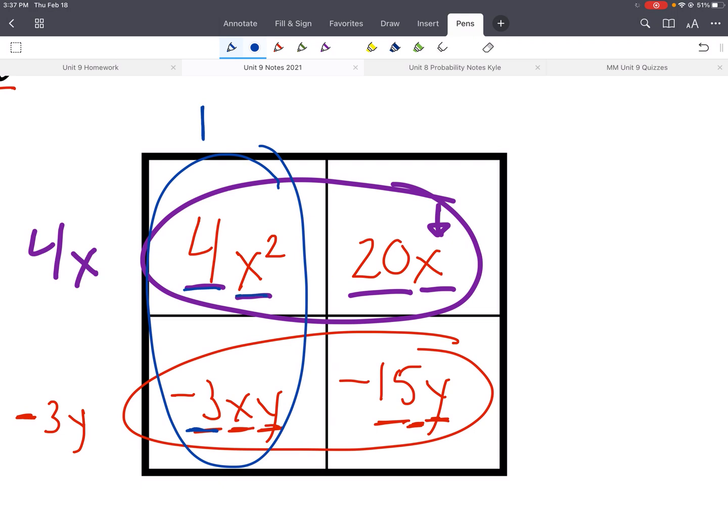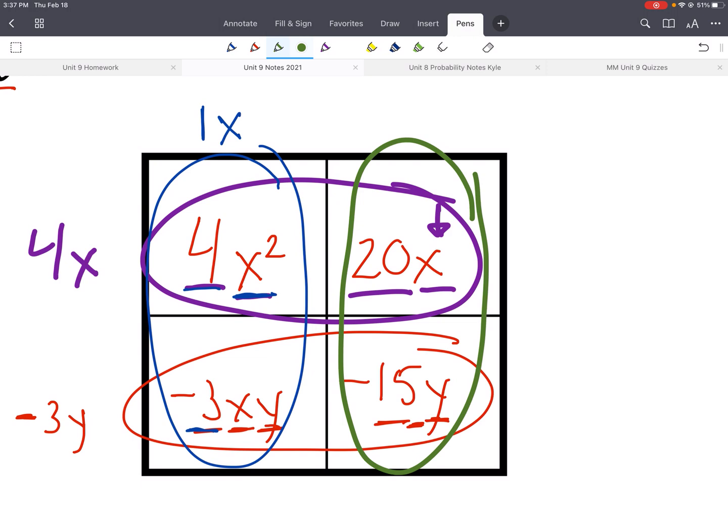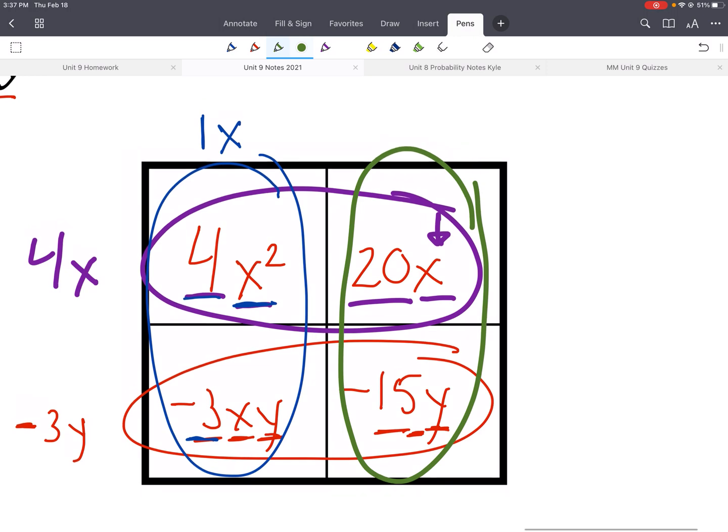And then if we look at our x's, we have an x squared and an x. The smallest exponent would be an x to the 1, or just x, so we can take out an x. Now we'll do it for the second column. If we look at the numbers 20 and negative 15, or I guess just the 20 and the 15, what we can divide all of those by is 5.